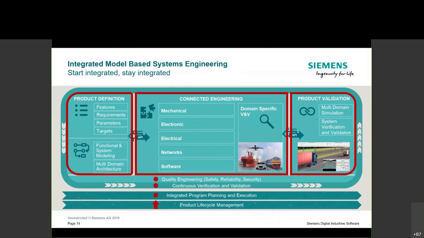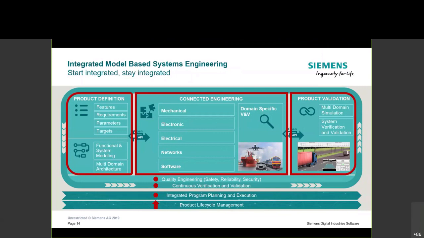Now, what you see at the bottom, product lifecycle management, everything from the top is running on top of Teamcenter PLM. Why do you want to do that? Well, there's a number of product lifecycle management services you want to leverage. Starting with organizing the large scale data, how do you organize execution, how do you organize engineering deliveries? So we talk about integrated program planning execution. How do you automate and cross domains on a large scale for continuous verification and validation? And obviously, all aspects of quality engineering to a large extent.